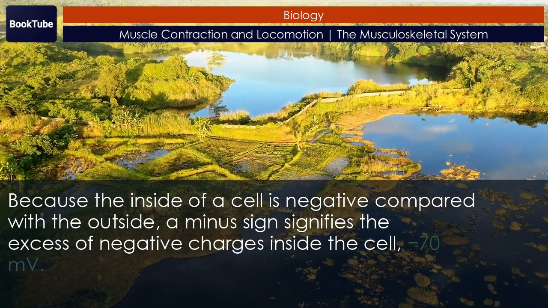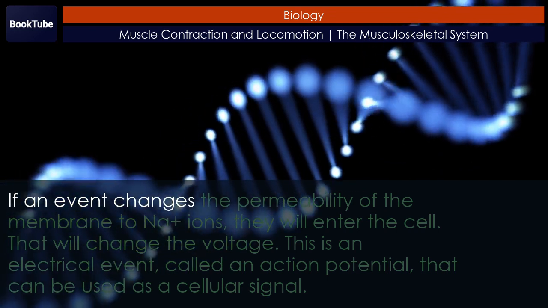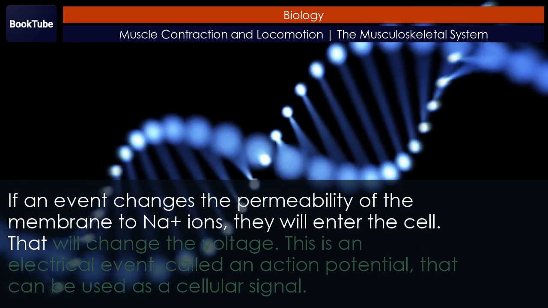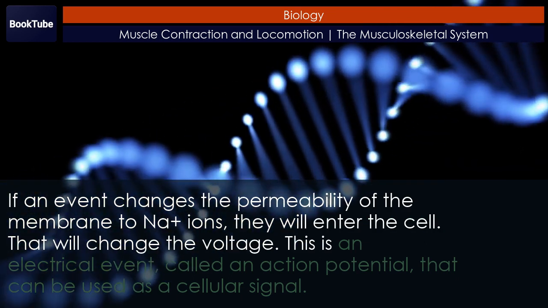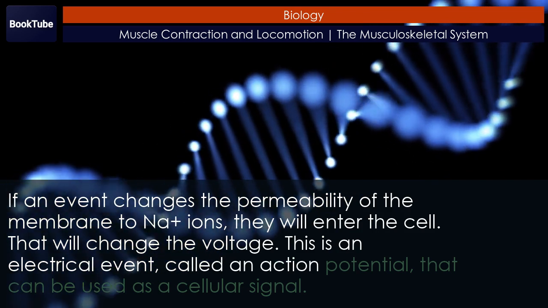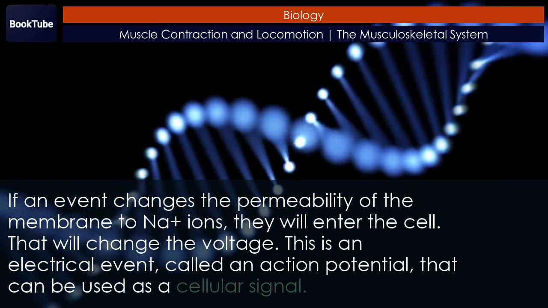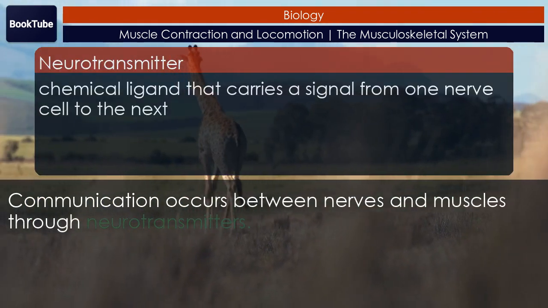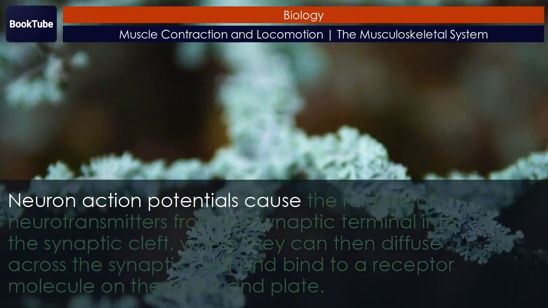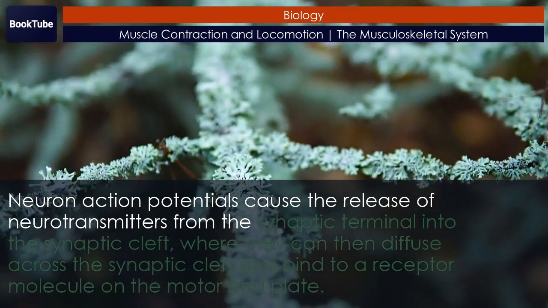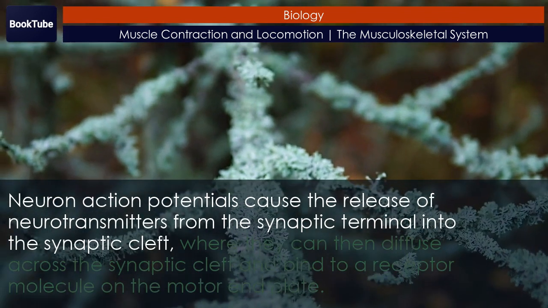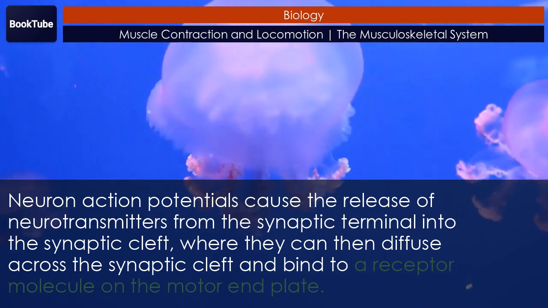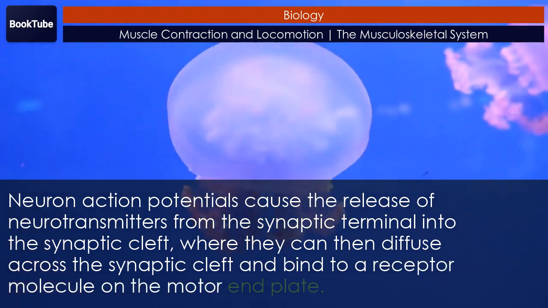Minus 70 millivolts. If an event changes the permeability of the membrane to Na+ ions, they will enter the cell. That will change the voltage. This is an electrical event, called an action potential, that can be used as a cellular signal. Communication occurs between nerves and muscles through neurotransmitters. Neuron action potentials cause the release of neurotransmitters from the synaptic terminal into the synaptic cleft, where they can then diffuse across the synaptic cleft and bind to a receptor molecule on the motor end plate.